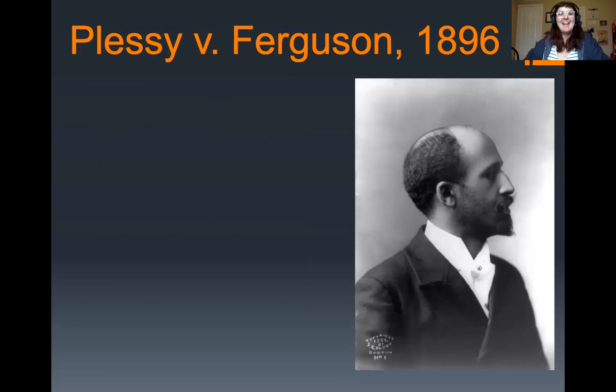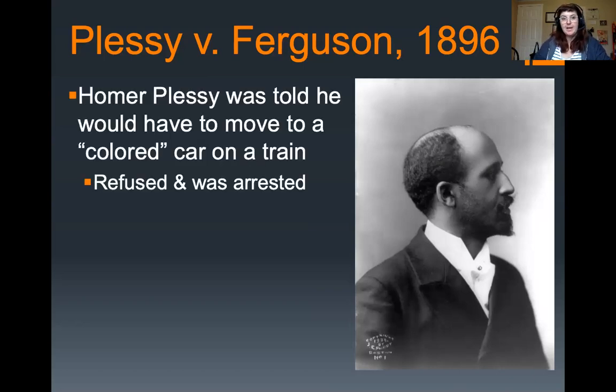So the Supreme Court case that really made it okay for US states and counties to have Jim Crow laws was Plessy versus Ferguson, which was argued in 1896, so a pretty old Supreme Court case. This picture here is Homer Plessy. He was a mixed race man, so he was both Black and white. He was riding on a train and he was told he had to move to the colored car on the train. He refused and was arrested.